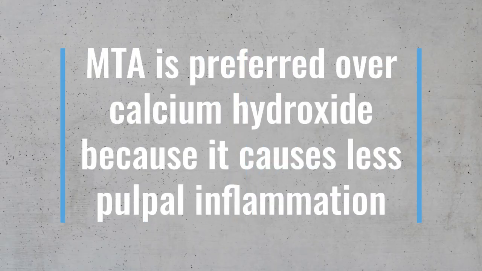Here, for direct or indirect pulp capping, I would prefer for you to choose an MTA. Why? Because it causes less pulpal inflammation. If you do not have MTA, you can put calcium hydroxide, which is the same as Dycal.